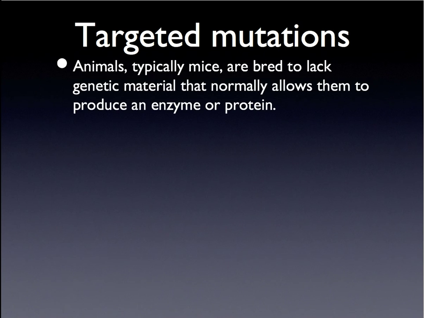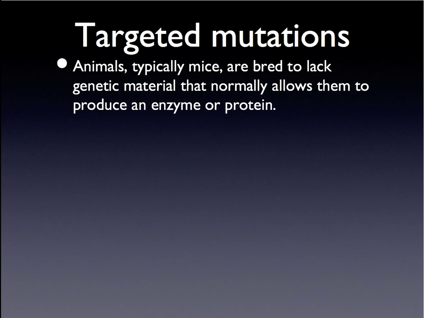And then the last technique I want to talk about are targeted mutations. You can take animals and breed them to lack specific genes that would normally be used to produce a protein or an enzyme in a cell. And as a result, these genetically modified mice or rats are deficient in a particular behavior or physiological function. Then you can measure the effect on that behavior.